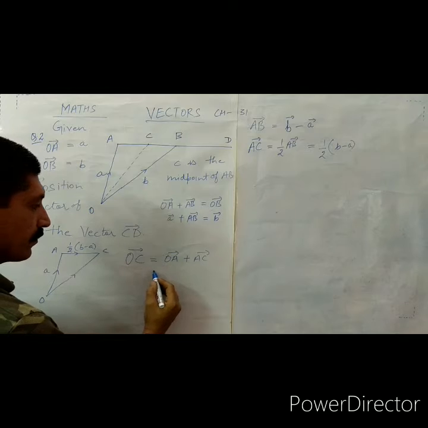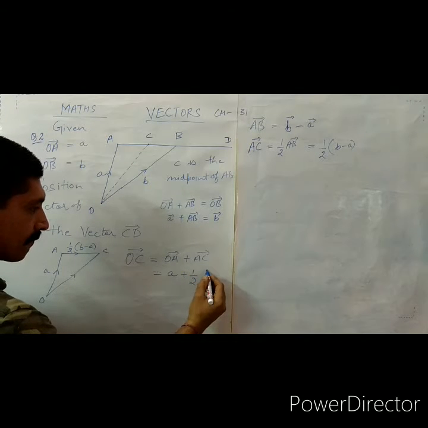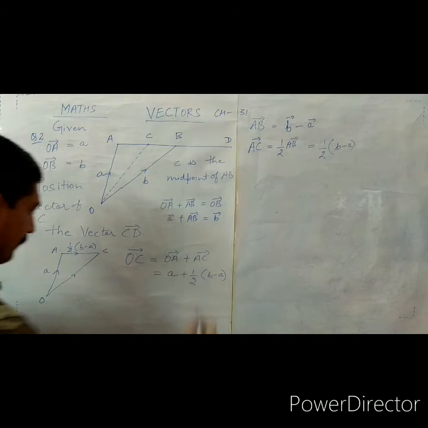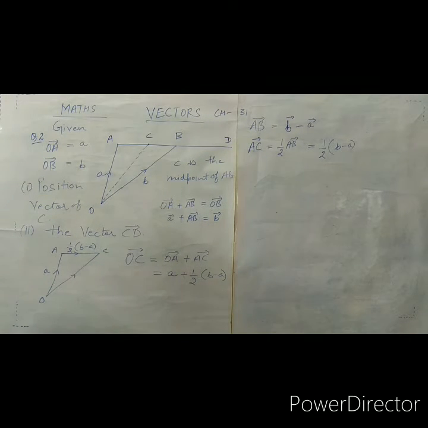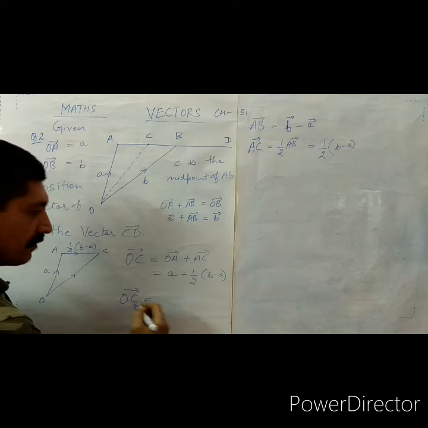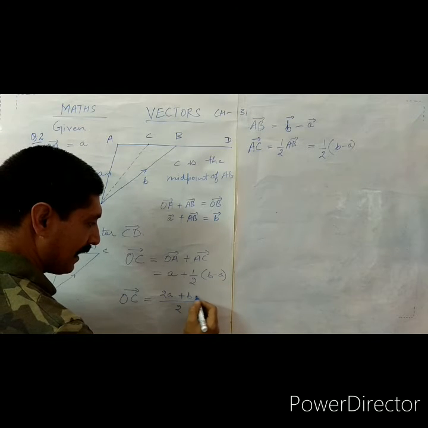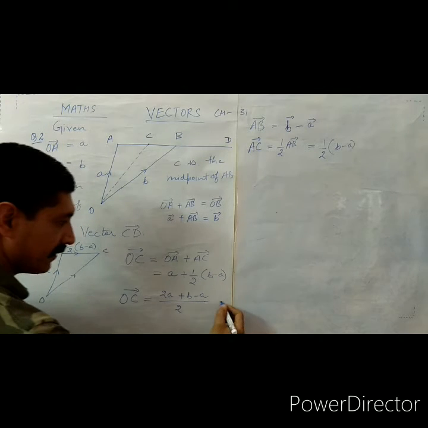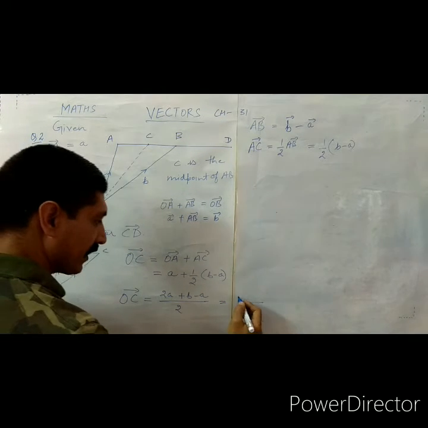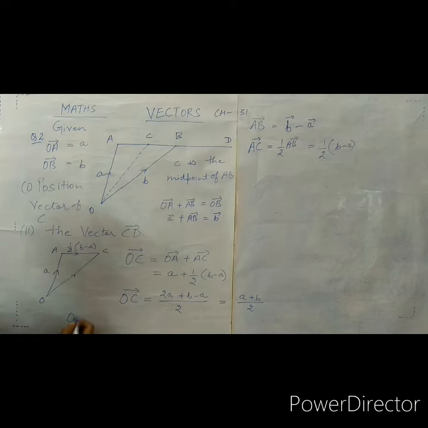So which is equal to OA, which is A, plus half of B minus A. Here, if we want to take the LCM, the vector OC, the position vector, is half of twice A plus B minus A. So this is further equal to half of 2A plus B minus A, that is A plus B. So we can write down here vector OC is equal to half of vector A plus B.